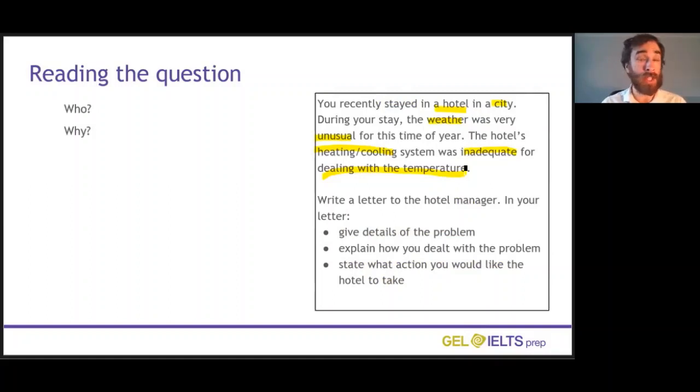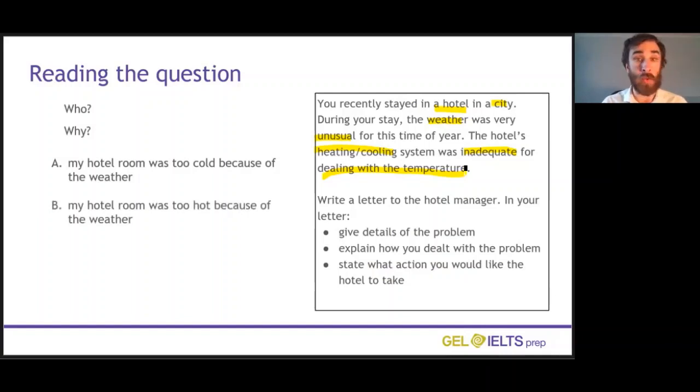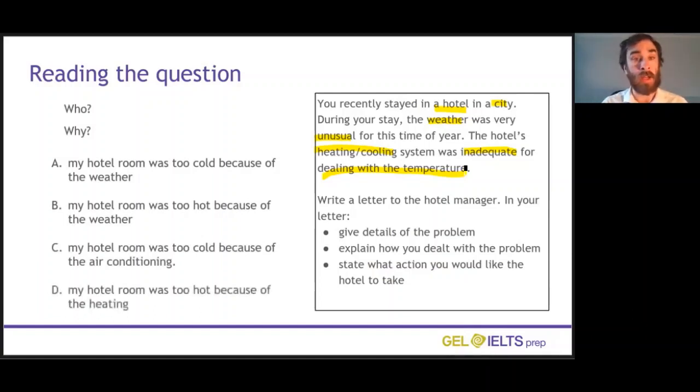I'm going to show you some suggestions for what we could write about. A, my hotel room was too cold because of the weather. B, my hotel room was too hot because of the weather. C, my hotel room was too cold because of the air conditioning. Or D, my hotel room was too hot because of the heating. Two of these we could write about for this question. Two of them don't match the information in the question. Look at the next question below this video and choose the two possible options we could write about for this question.